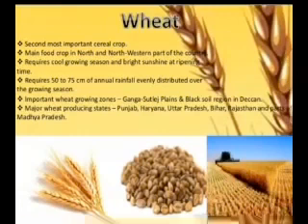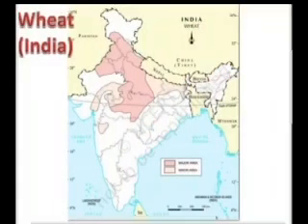The important wheat growing zones are in the Ganga Satluj plains and black soil region in the Deccan. Major wheat producing states are Punjab, Haryana, Uttar Pradesh, Bihar, Rajasthan, and parts of Madhya Pradesh. This map shows where wheat is produced in India.